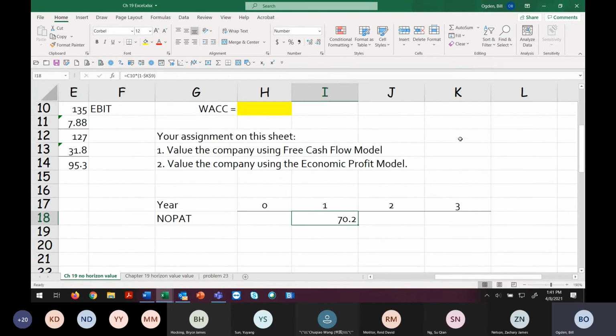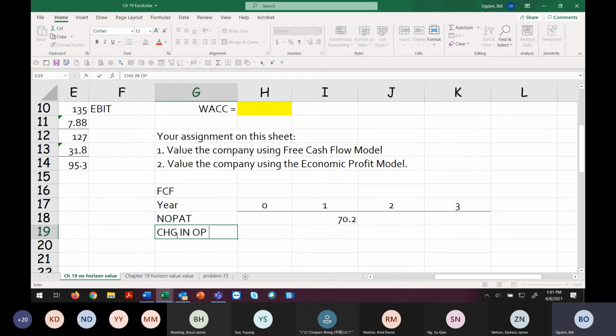All right. And what do we do next? Let's start out with the free cash flow model. We can do either model. And as I've told you, if it were my choice, it would be just the economic profit model. Well, we're going to do both. And what followed the NOPAT? Okay, let's do our change in operating cap.